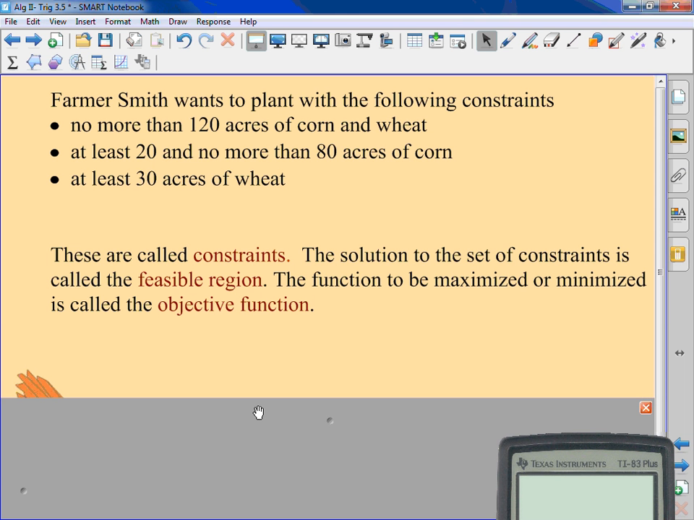These are called the constraints. The solution to the set of constraints is called the feasible region. The function to be maximized or minimized is called the objective function. So that first page, that's the function. That's making the money. These three here are my constraints, and they create a feasible region. What does feasible mean? Doable. It's possible.